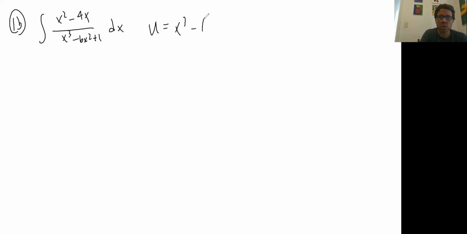1B is the integral of x squared minus 4x over x cubed minus 6x squared plus 1. This one is just a straight up u substitution. And du is 3x squared minus 12x, which, if you realize, is 3 times x squared minus 4x.